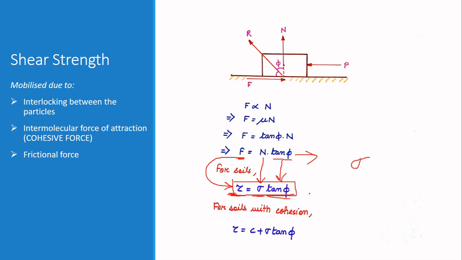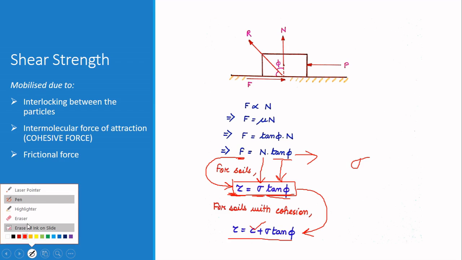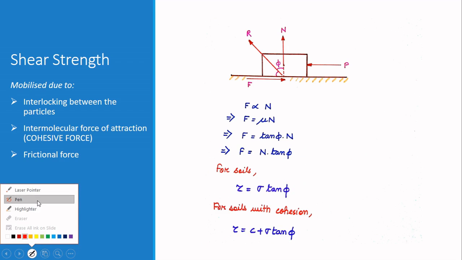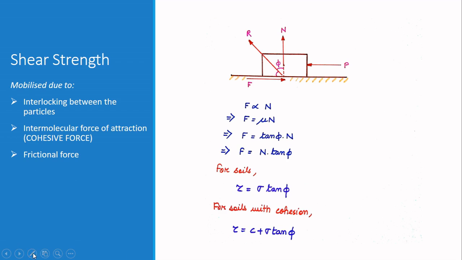Now I have told you that silty soil has cohesion force as well as frictional force acting together. So to this equation I will be adding cohesion. So I have got the equation as tau equal to C plus sigma tan phi. This is a very important equation, and it is known as the Mohr-Coulomb equation. Let us discuss in more detail what the Mohr-Coulomb equation is.